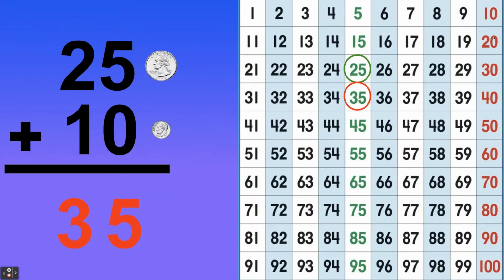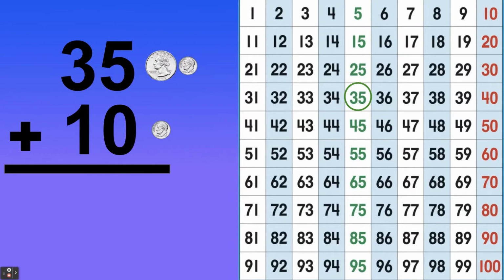Also keep in mind that every row goes down. So this is 20, 30, 40, 50, 60, 70, 80, 90, 100. So just think about what comes next. Like what comes after 20? Well, 30 is next. So this is going to be the 30 row. Okay, let's practice another one.